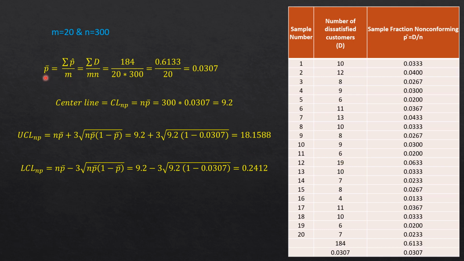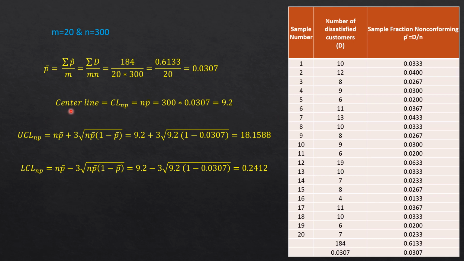Then we calculate p bar, and we can use either of these two formulas. I will show you the calculation first with this formula, that is summation d by mn. The summation of d we already calculated, that is 184. Then 184 divided by mn, where m is 20 and n is 300. So we get p bar equal to 0.0307. Similarly, if we use the other formula, summation p cap divided by m, the summation of p cap is 0.6133 divided by m, that is 20. So we get 0.0307.